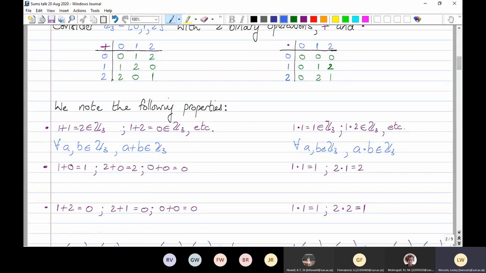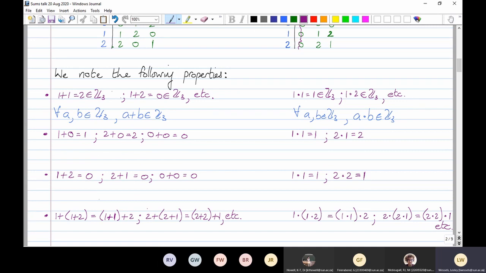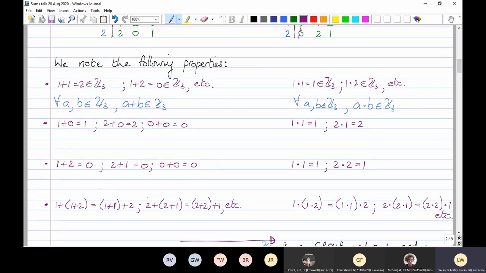Also, you'll note for the multiplication, normally we only work with the non-zero elements, because eventually we want to get to inverses. So I'm just going to write down what's on the left-hand side for addition, but it's exactly the same for multiplication because it might take a bit of time.